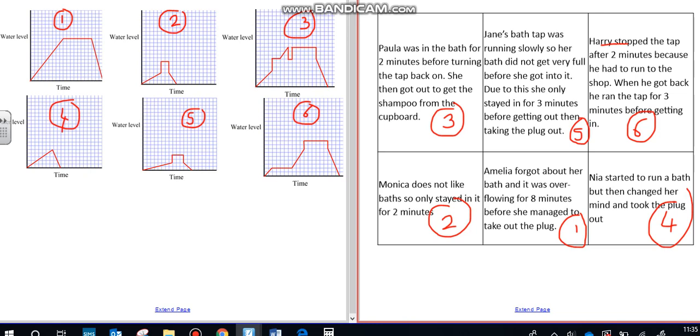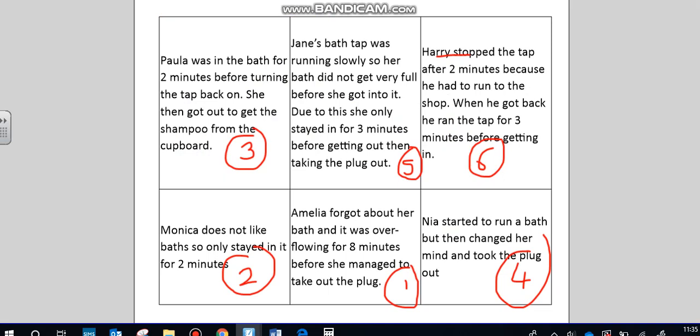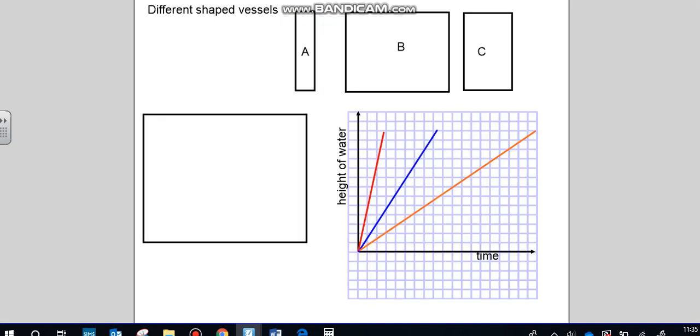I'm just going to change what we can see. So go to single page display. There we go. So I want to look at this here. So we're going to look at different shaped vessels. So far we've just looked at a bath, which is a sort of rectangular shape. Okay. I want us to consider different shapes now, but we're going to start with looking at different widths. Okay.